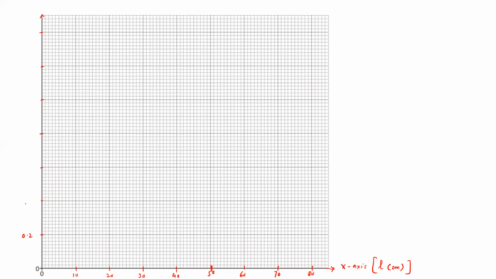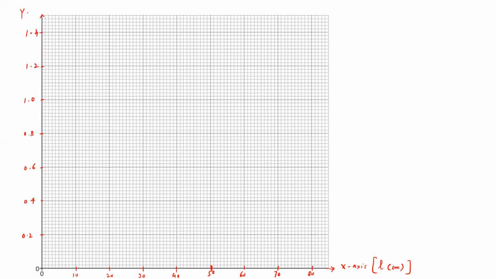So 0.2, 0.4, 0.6, 1.0, 1.2. Oh, sorry, I have missed 0.8. So again, make sure that you don't make such mistakes in your exam. So this is 0.8, this is 1.0, this is 1.2, this is 1.4.